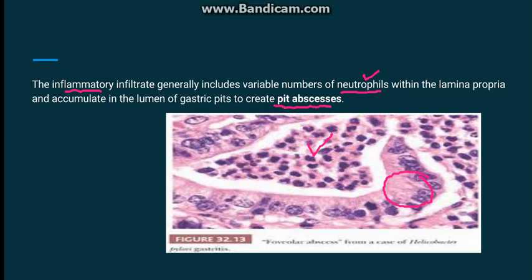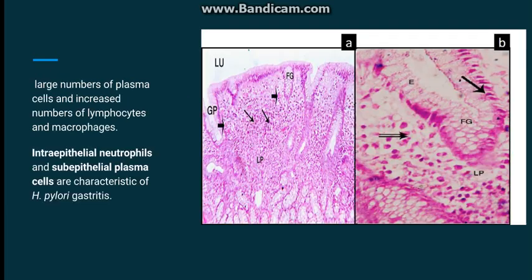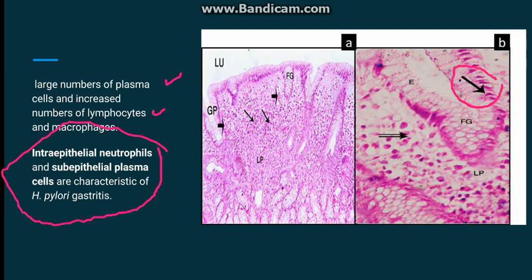This was neutrophils. Not only neutrophils, associated with it are a large number of plasma cells and lymphocytes. Now, this is a very characteristic part of the H. pylori gastritis. We can see in this picture the intraepithelial neutrophils, with the single arrow, along with the presence of subepithelial plasma cells, with the double arrow. This is a very characteristic sign of H. pylori gastritis.